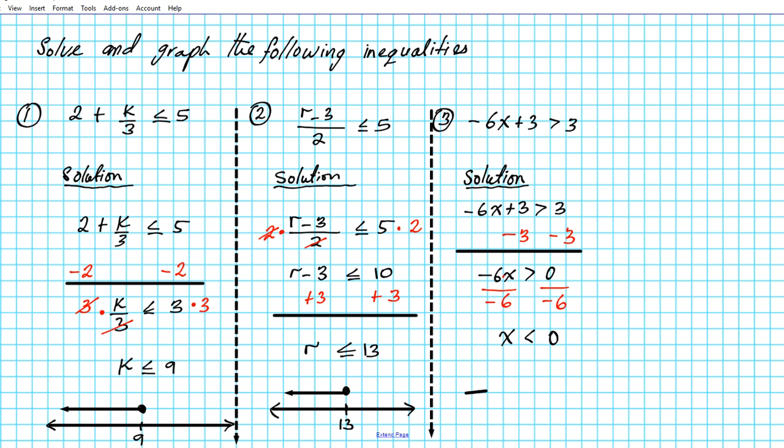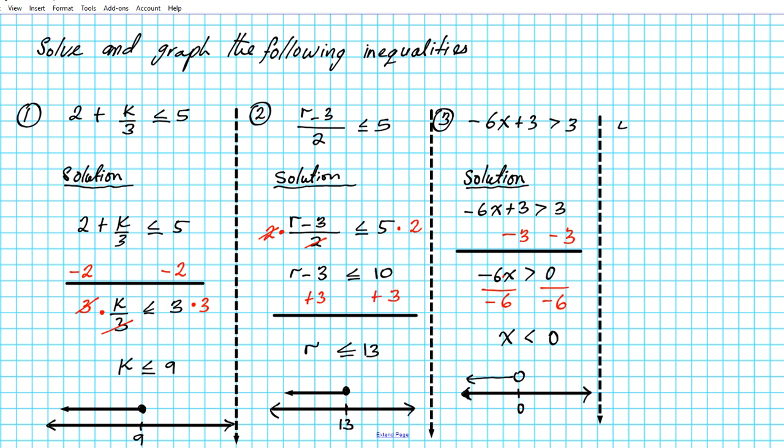Let's graph it on a number line. So let's say this is 0. x is less than 0, since there's no inclusion bar underneath the inequality, it's going to be an open circle. Less than means it's pointing to the left. Okay, let's go ahead and take a look at one more example. Question number 4.